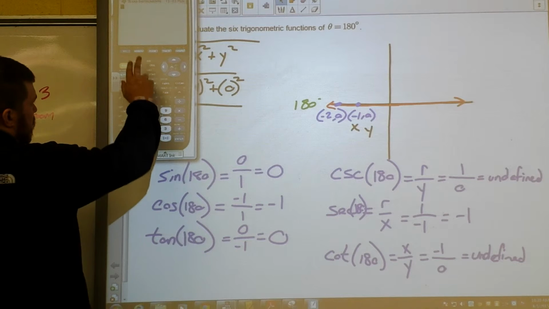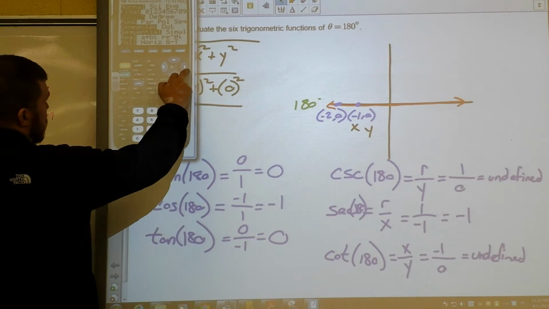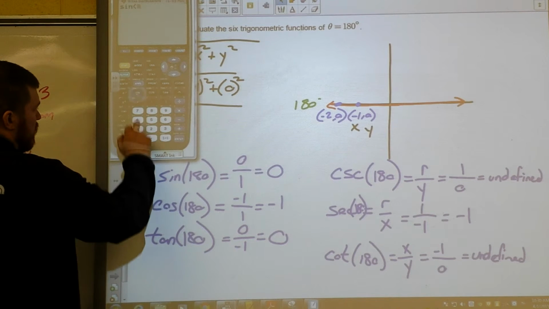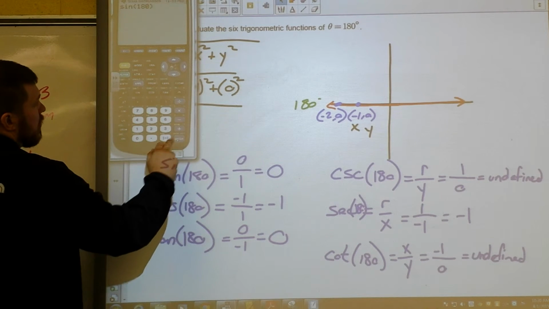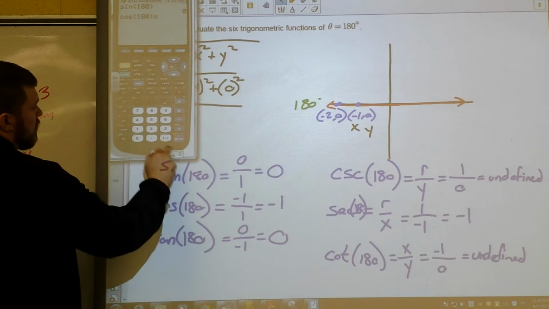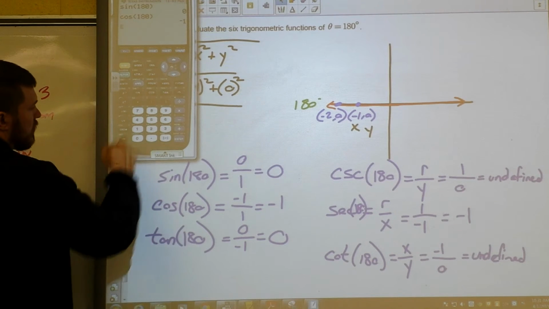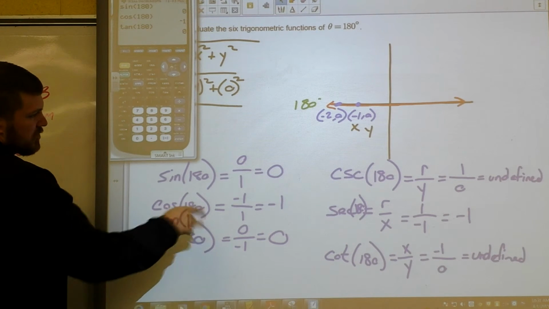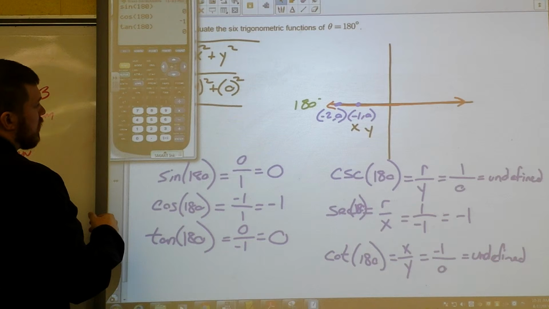So first off, I'm going to make sure I'm in degree mode, because that's what the problem gave us, degrees. And I'm going to do sine of 180. It is 0. Cosine of 180 is negative 1. Tangent of 180 is 0. So far we're good. Now let's do cosecant.